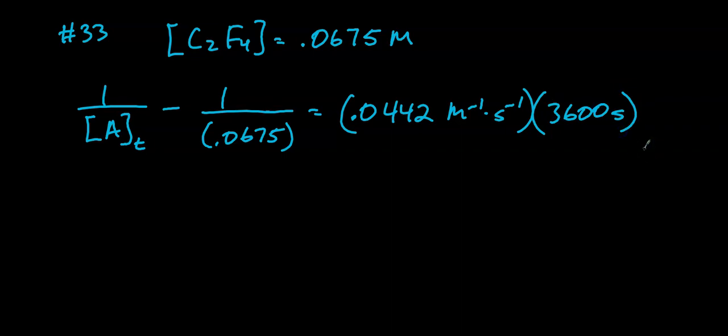3,600 seconds. All right, so you may want to multiply those two first, and then whatever this value here is, 1 over 0.0675, we're going to add that to the other side, remember, because it's a minus here. And then we have 1 over AT equals whatever's on that other side. Go ahead and pause the video and punch this up and see what you get.